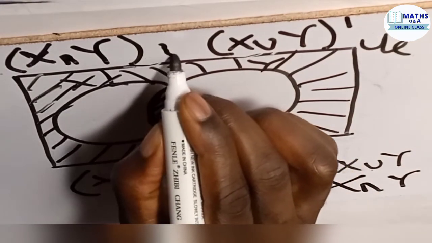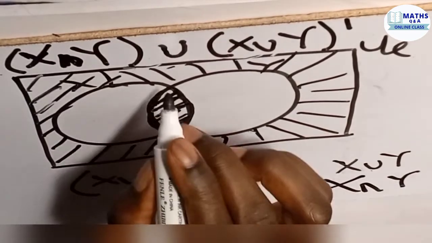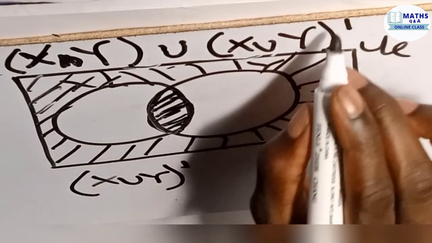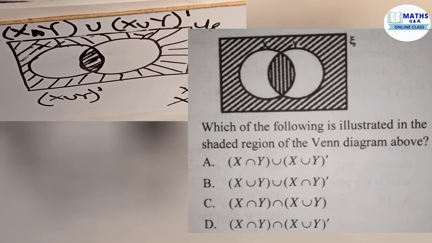So we write that as a union. We have X intersection Y shaded together with (X union Y) complement also shaded. So which of the options given to you do you think is correct? The option is what? A. That is the correct option. And that one is what? X intersection Y union (X union Y) complement.